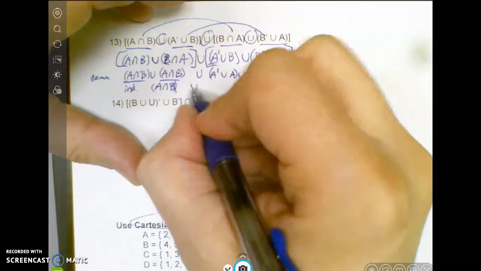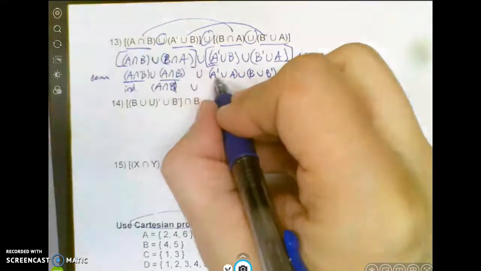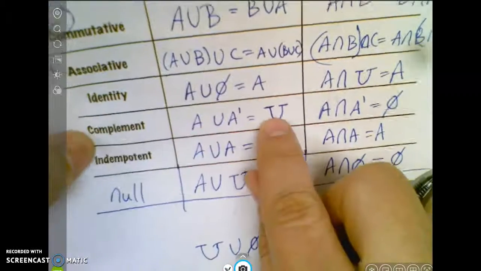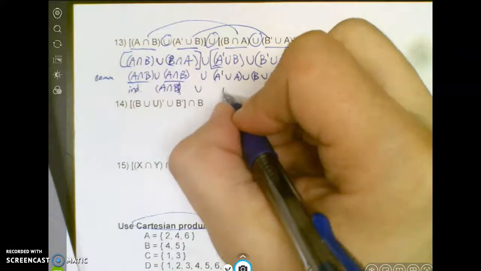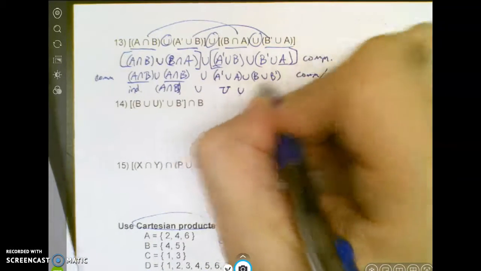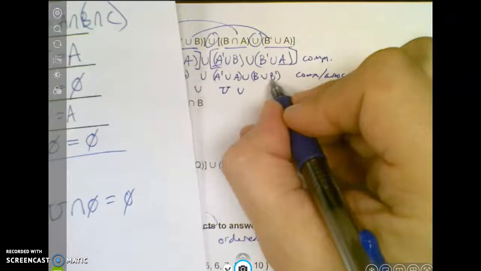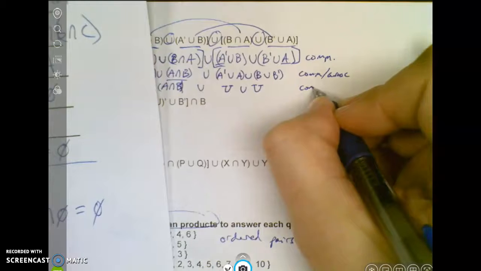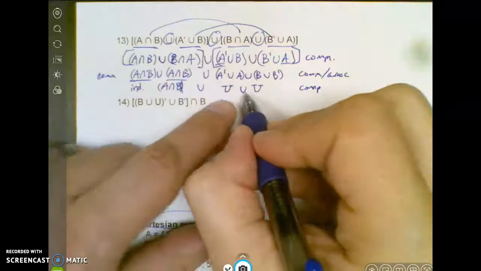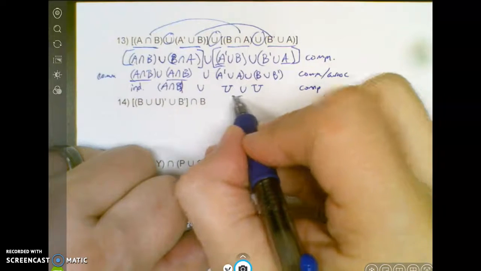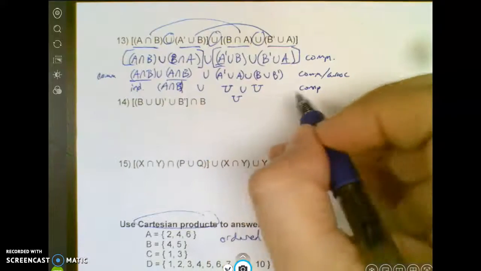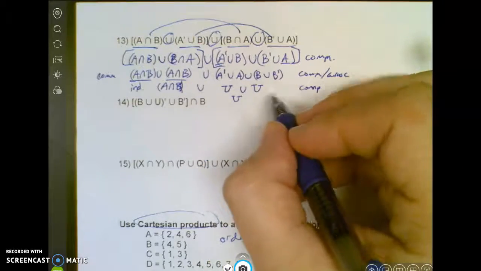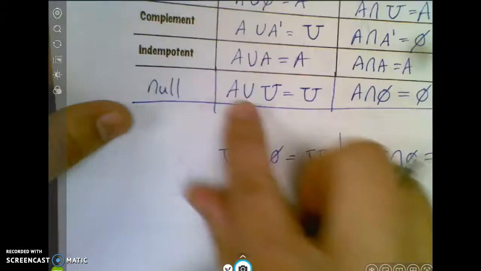And then what happens when you put together A naught with A? Let's check. A naught with A makes your universe. That's the complement. What happens when you put B together with B naught? It's a universe. So that's called the complement. And then when you put a universe together with a universe, you get a universe. Right? That's, I mean, you could either call that the null. You could either go this route or you could go this route. Right?